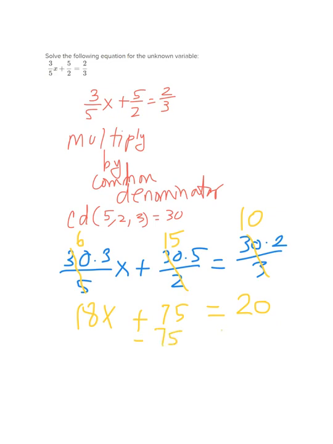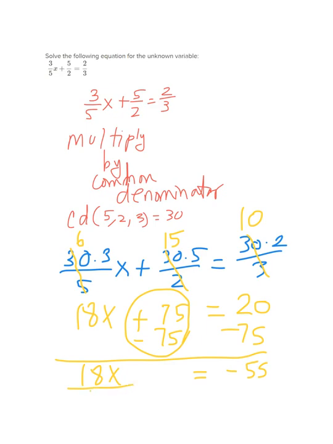Minus 75. We get 18x. This much is 0. Equals negative 55. Divide both sides by 18. And I get x equals negative 55 over 18. And that's your final answer.